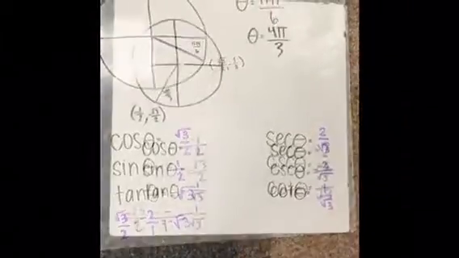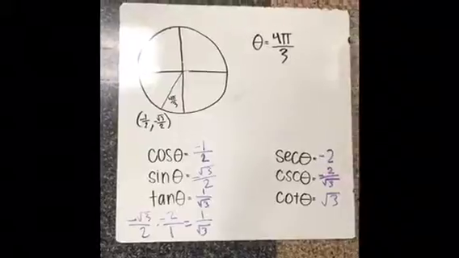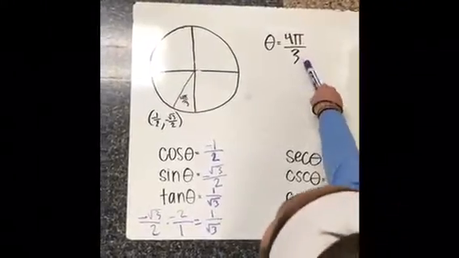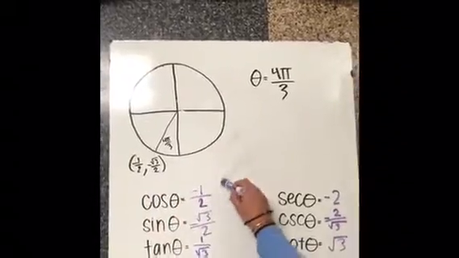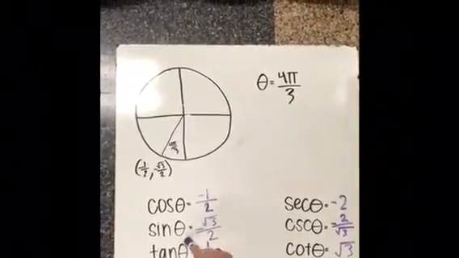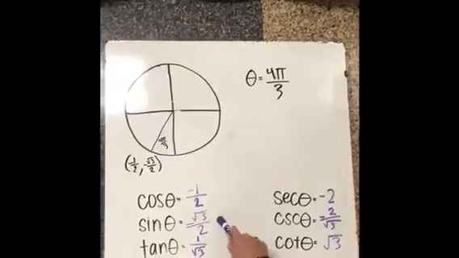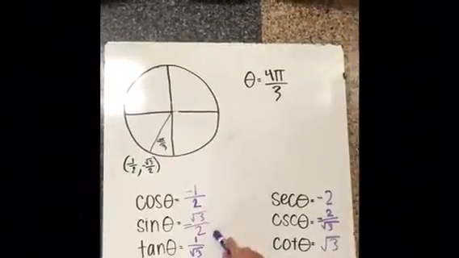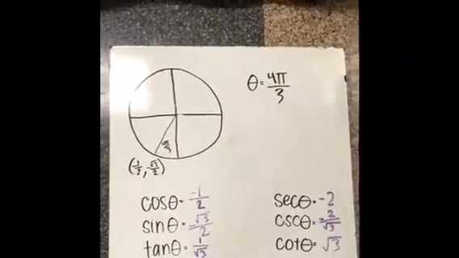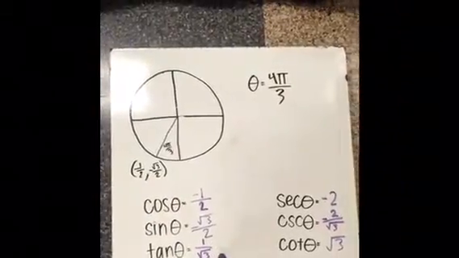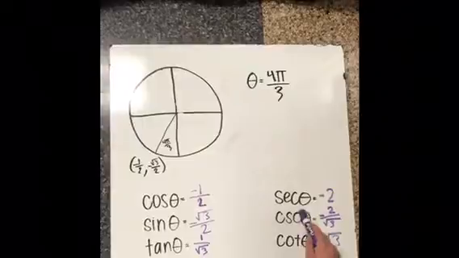We are trying to find the 6 trig functions of 4 pi over 3. To get cosine, that is the x of the point, which is negative 1 over 2. To find sine, it's the y, which is negative square root of 3 over 2. And tan is y over x, which equals out to 1 over square root of 3.